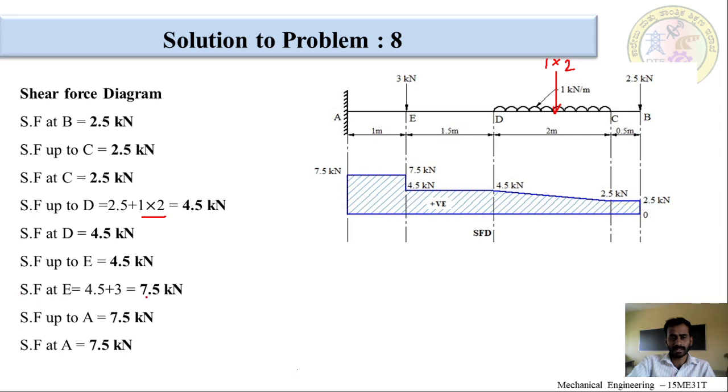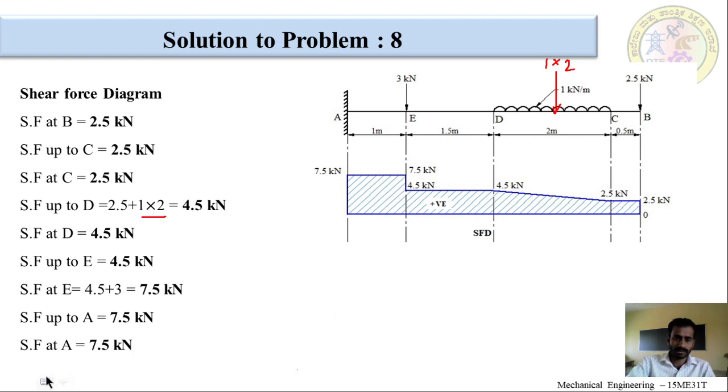So, shear force at E is 7.5. Now, from E to A it is again constant, that is shear force at A is 7.5. So, draw a straight line parallel to the reference line. After this, you have to hatch this drawing, okay, and place the positive sign. Okay, as per the sign convention, shear force is positive, right.